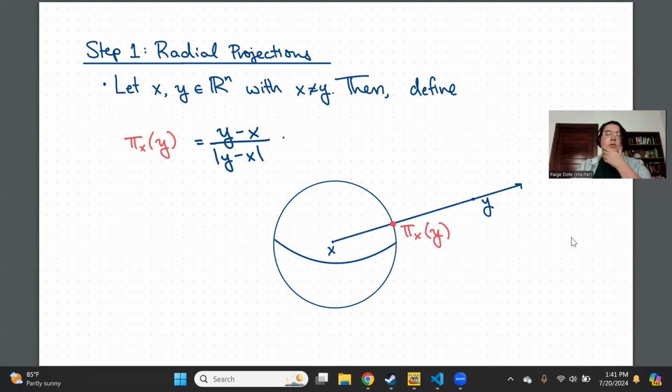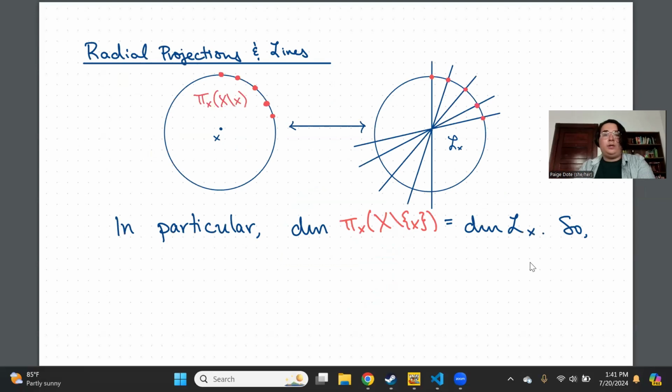Firstly, let's define radial projections. If we give you 2 points x and y in Euclidean space with x not equal to y, then we can define the radial projection pi_x of y to be (y minus x) over the size of (y minus x). Intuitively, this is the point on the sphere around x in the direction of y. So here's y, and here's the radial projection of y onto the sphere about x. And you can think about it as just being the unit sphere. And the idea about how these are related to the set of lines that we're considering is the following.